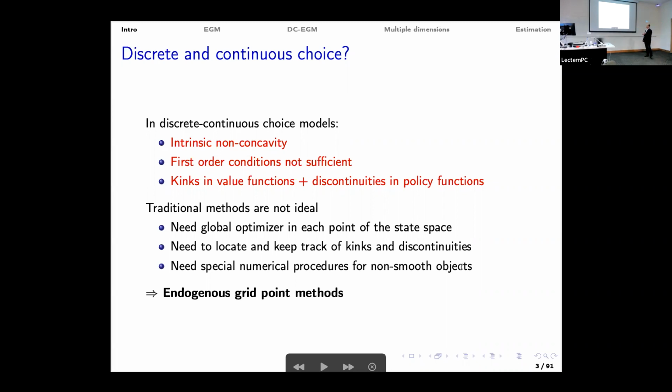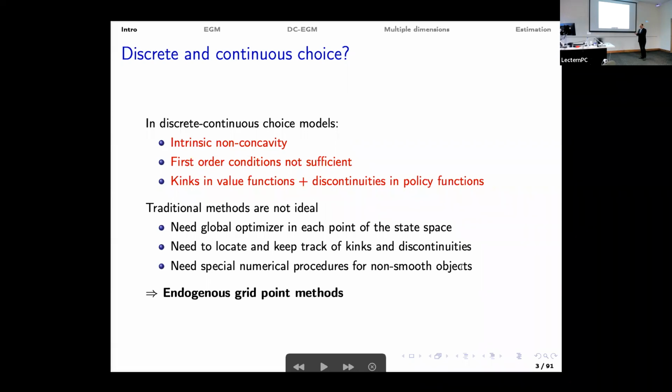So for example, we suddenly need a global optimizer to find the optimal action in each point of the state space, just because the problem is not concave. We sometimes have to keep track of where these kinks and discontinuities are to simply facilitate numerical methods like quadrature, for example. Because for some numerical methods like quadrature, we assume smoothness of the functions that we're working with. And so other numerical procedures may have to be adjusted as well.